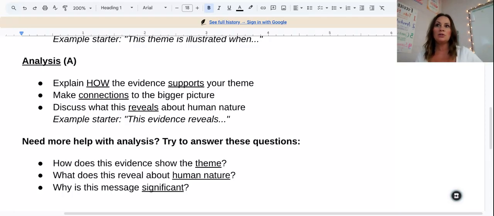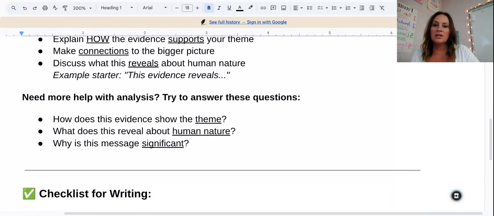So you do have to contextualize your evidence, but then you need to say something about your evidence and how it proves your theme. Make connections to that bigger picture. Discuss what it reveals about human nature. So try to go beyond just the text. An example sentence starter could be something as simple as, this evidence reveals, or this shows the reader that. Don't say us, but you would say something like the reader or the audience.